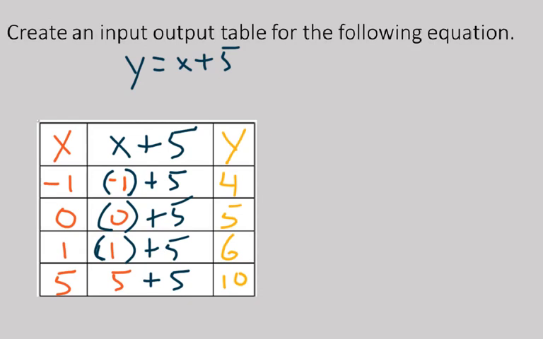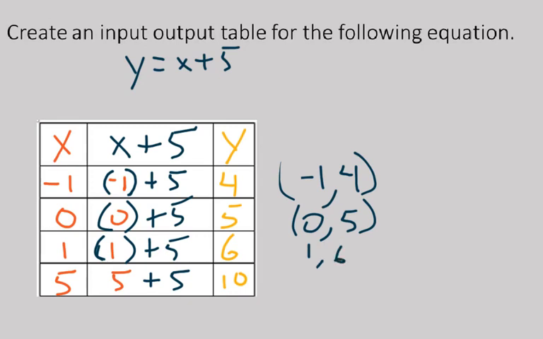and we have created another list of ordered pairs, negative 1, 4. Wow, that's a large negative sign. Negative 1, 4, 0, 5, 1, 6, and 5, 10.